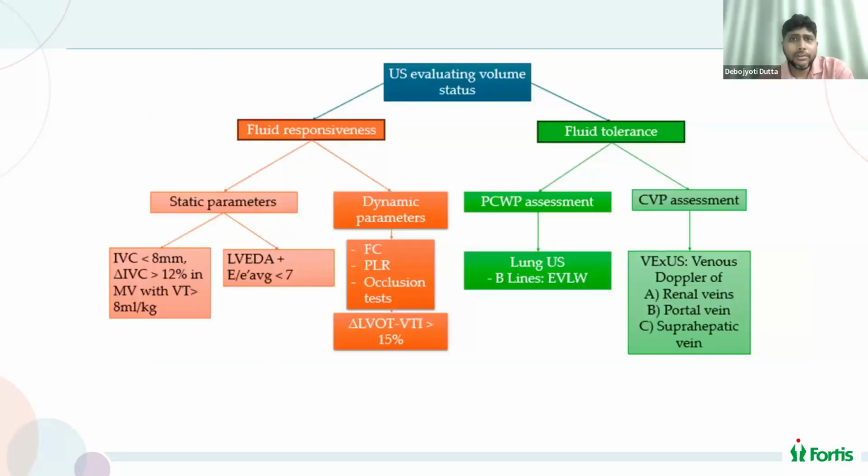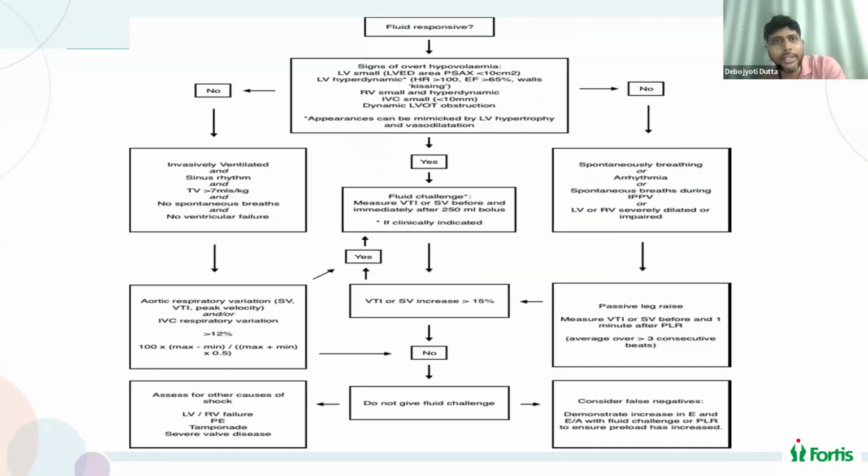So this is the ultrasound flow chart evaluating the volume status. On one side we assess fluid responsiveness, on the other side we assess fluid tolerance. Then we'll decide about the fluid therapy, whether to give fluid or take it out. This is the echocardiographic flow chart. So, is my patient fluid responsive or not?